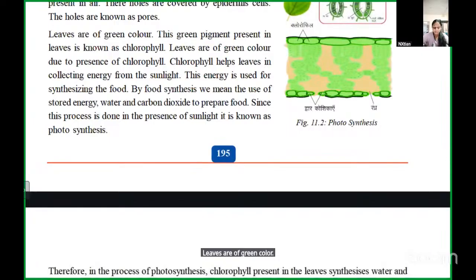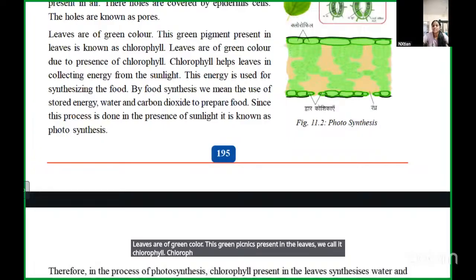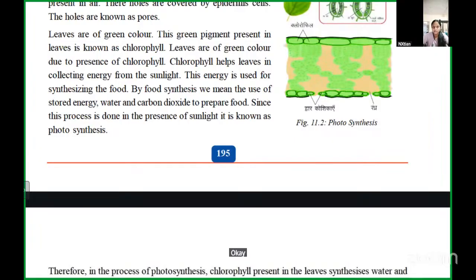Leaves are of green color. This green pigment present in the leaves is called chlorophyll. Because this green pigment is present in leaves, the color of the leaves is green.